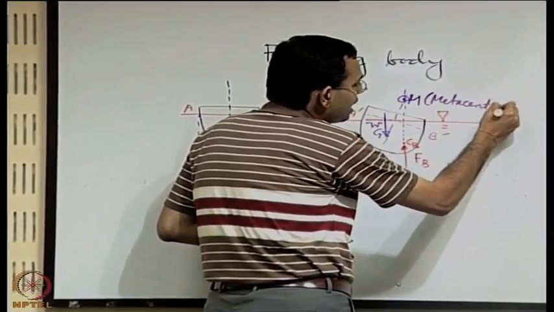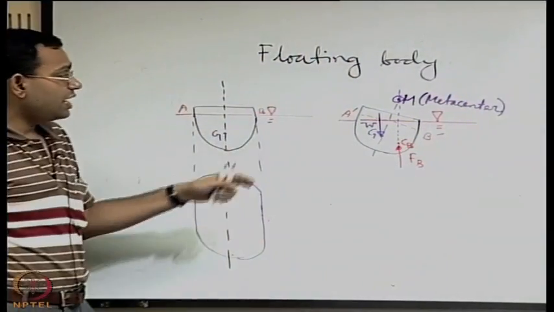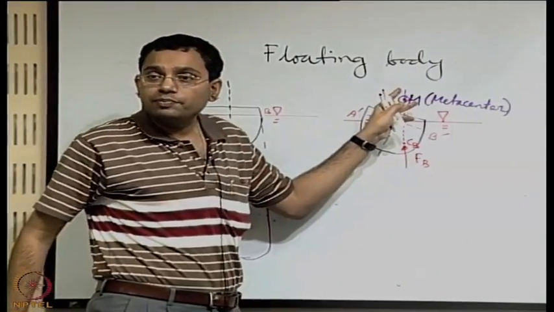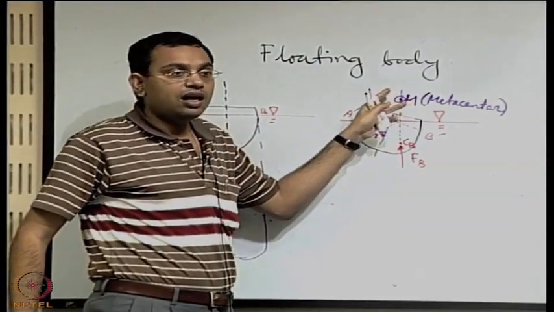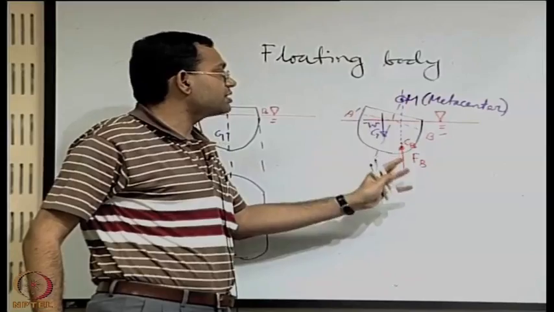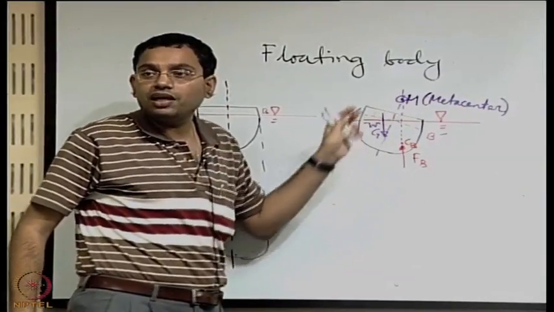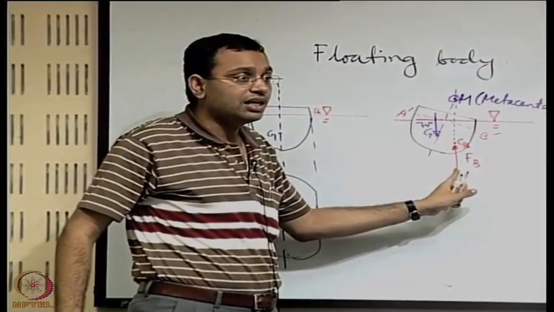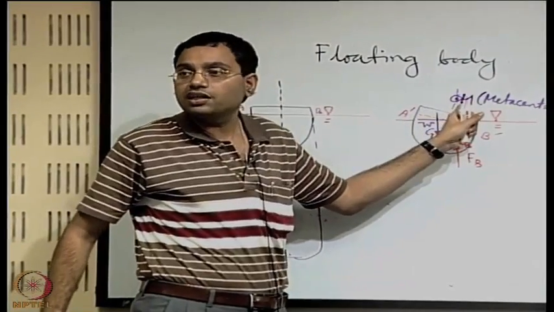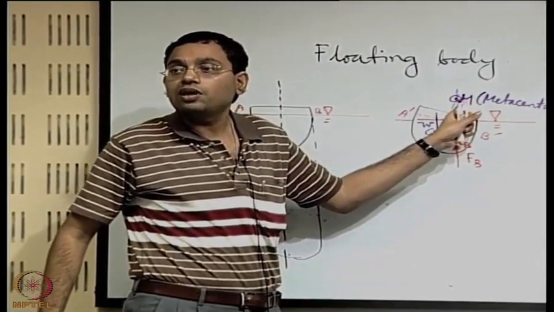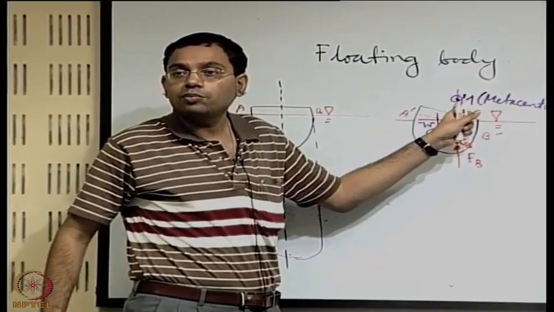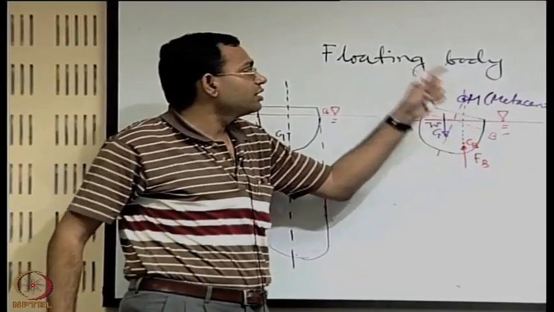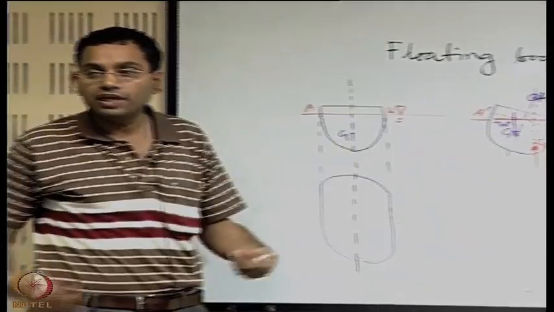In our next class we will see what the consequence of this metacenter is, and how the location of the metacenter will dictate the stability under this condition. So it is not the center of buoyancy that is important here, but the location of the metacenter relative to the body that is going to decide whether a floating body should be stable or not. That we will take up in the next class.